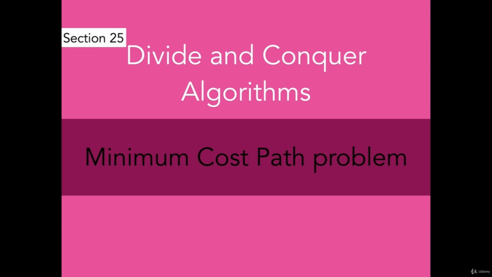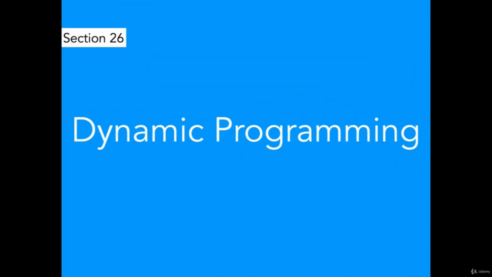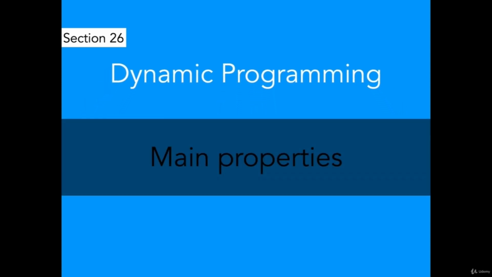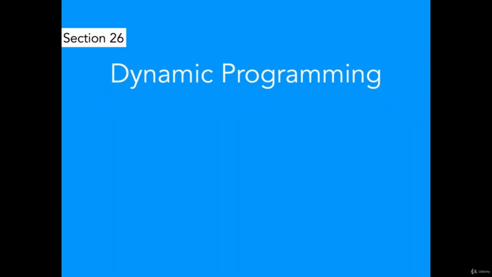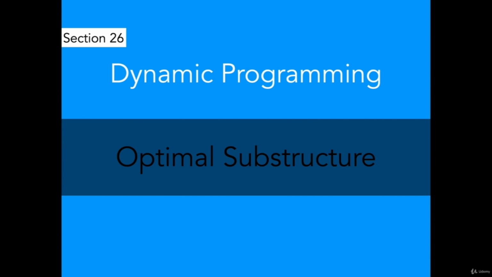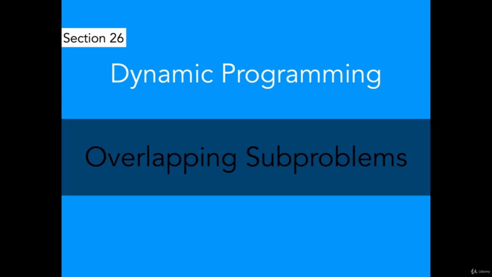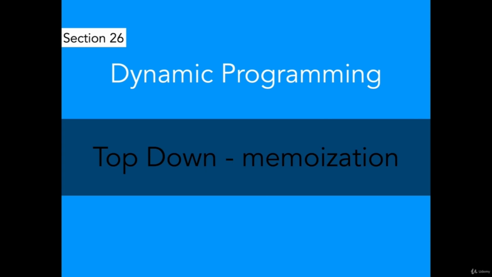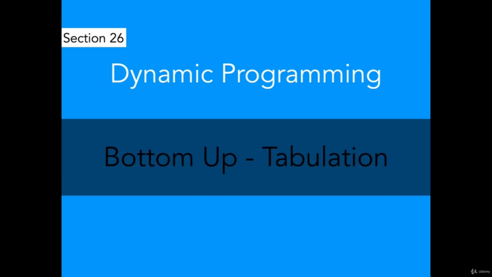And from here we will continue to another detailed section which is called dynamic programming. I know many people are curious about learning dynamic programming. So here I will talk about main properties of dynamic programming such as optimal substructure property and overlapping subproblems property. Then we will learn 2 methods of dynamic programming which are top-down with memoization and bottom-up with tabulation. And I'll show you 4 steps to convert divide and conquer algorithm to dynamic algorithm.